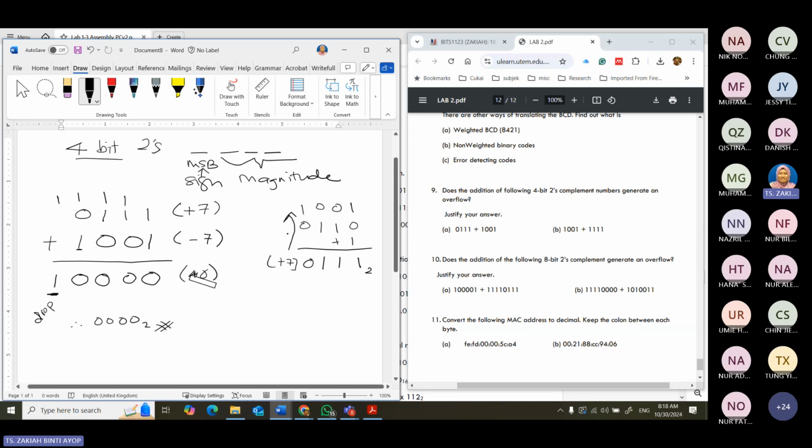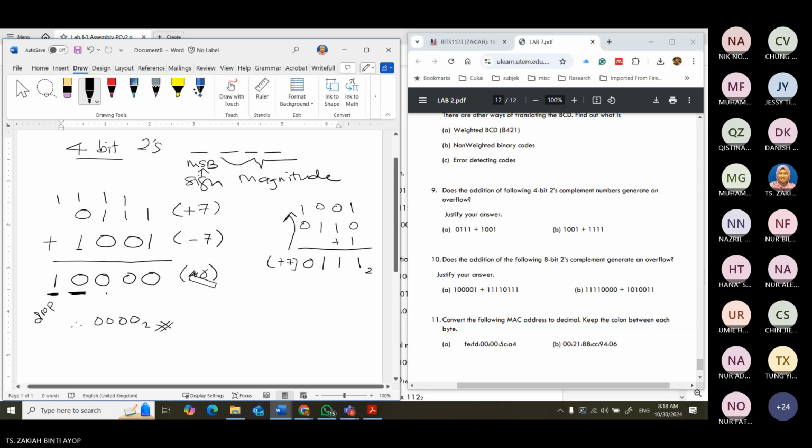Now, why is that? It's because of what we have here. The sign bit here is actually a sign bit itself, so there's no value. So what does it mean? Overflow is when you do some addition or subtraction, and then it exceeds the value or the magnitude. The magnitude should be in 3 bits, right?